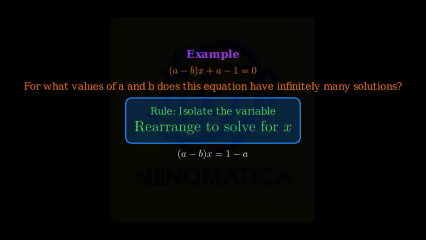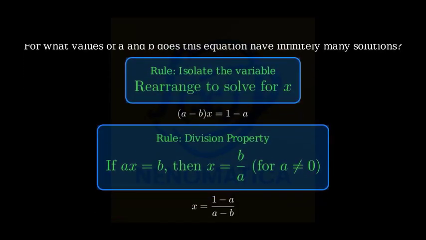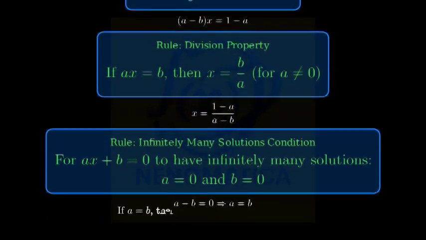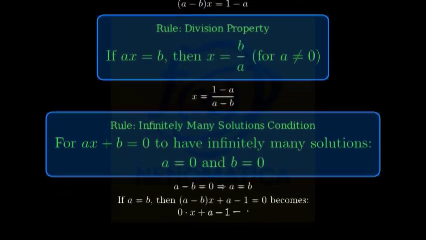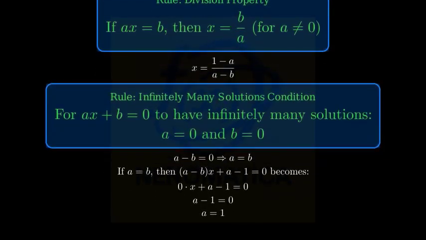To have infinitely many solutions, we need to rearrange the equation to isolate x first. Now, we solve for x by dividing both sides by a minus b. For the equation to have infinitely many solutions, we need to consider two cases. First, if a minus b equals 0, then a equals b. In this case, the coefficient of x is 0, making the equation independent of x.